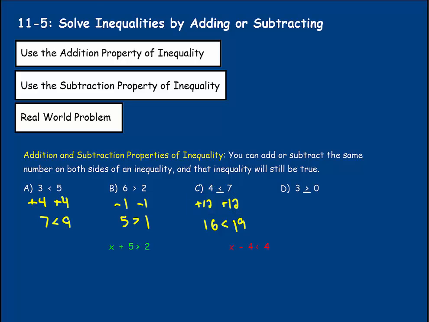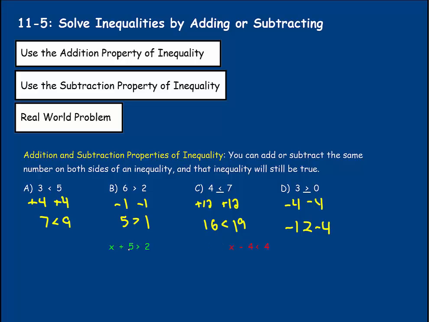Sure is. How about if we subtract 4 from both sides? 3 minus 4 is negative 1. Is that greater than or equal to negative 4? It is, because that's a smaller negative. So knowing this, we can use this to solve algebraic inequalities that are not written so neatly.